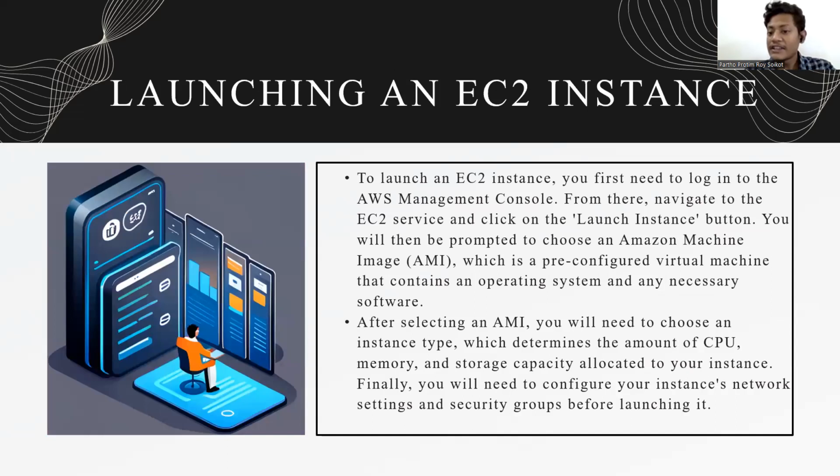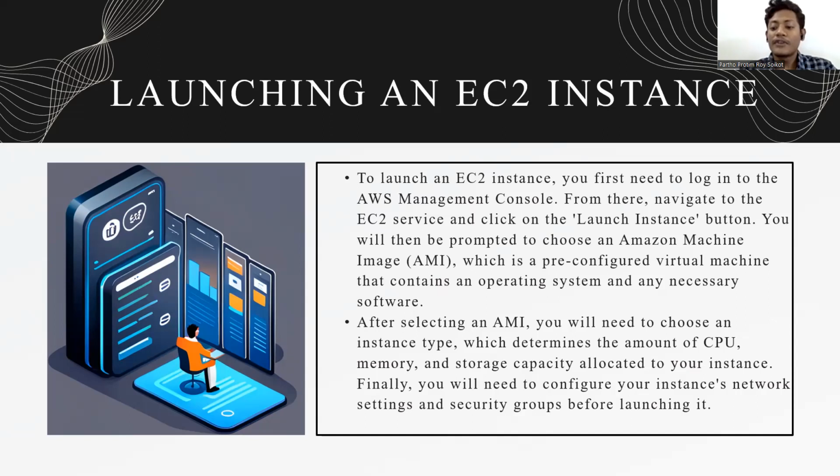Then launching an EC2 instance. To launch an EC2 instance, we first go to the AWS Management Console. Then we navigate to EC2. Then we choose an AMI. AMI is the Amazon Machine Image, which is a pre-configured virtual machine that contains the operating system and the necessary software. After selecting the AMI, we need to choose the instance type, which can be many types like T2 Nano, T2 Micro, T3 Medium, T4 Large, like this. Depending upon the type and the amount of CPU, storage, and memory, we choose the instance.